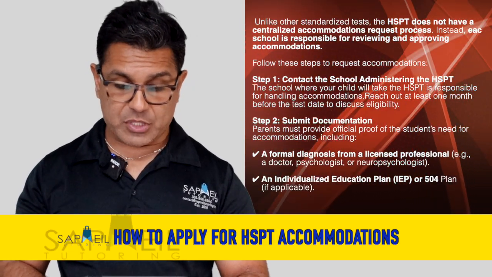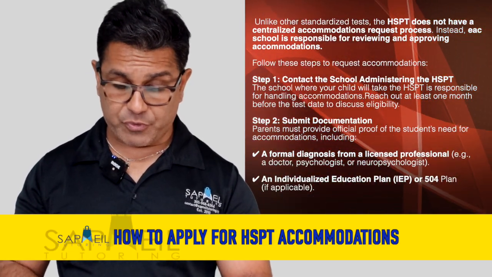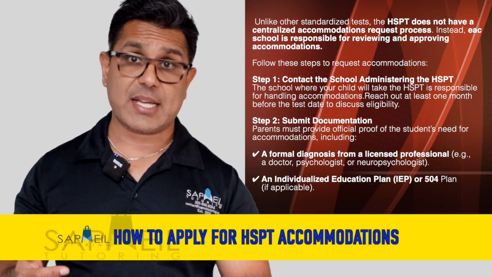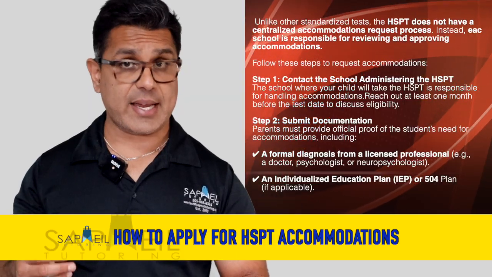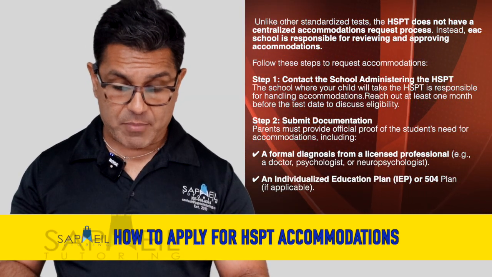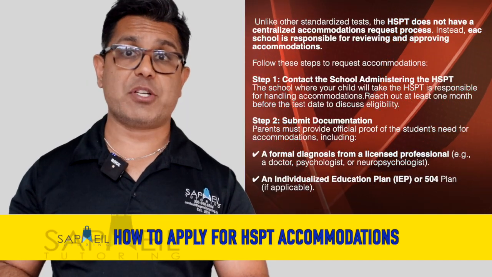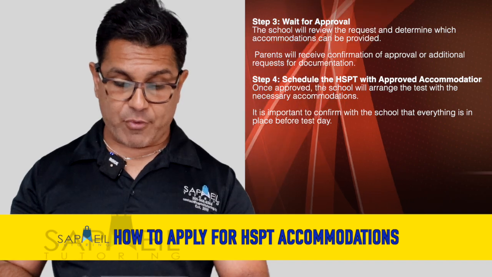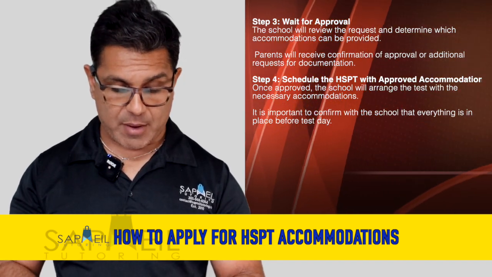Step two is submit documentation, official proof of the student's need for accommodations, a formal diagnosis from a doctor, a psychiatrist, a neuropsychologist, a psych ed evaluation professional at a school, a letter from the school, and then an individualized education plan or a 504 plan. Step three is wait for their approval, and step four is schedule the HSPT with approved accommodations.